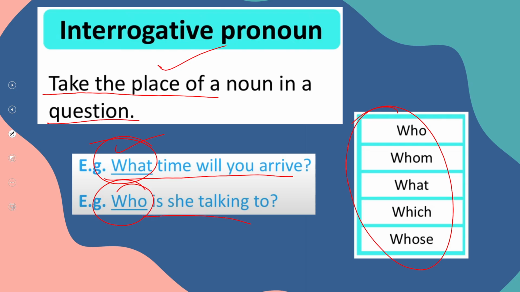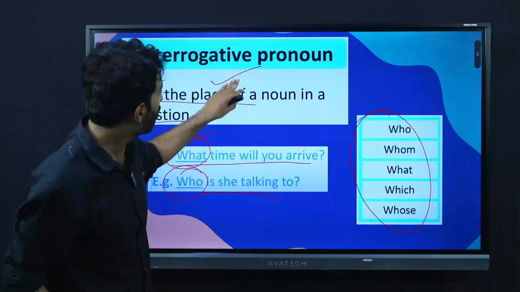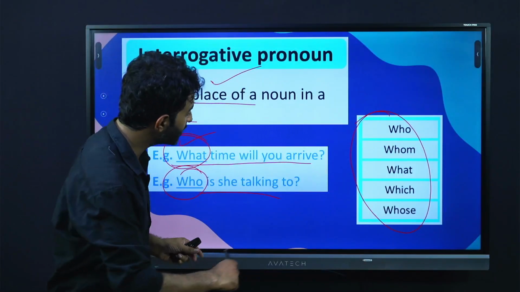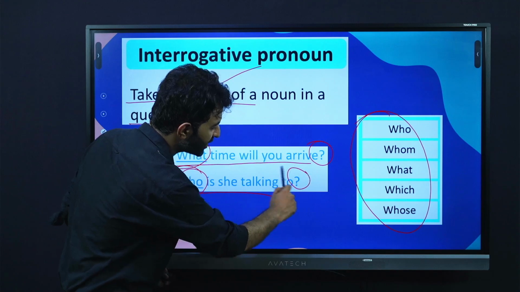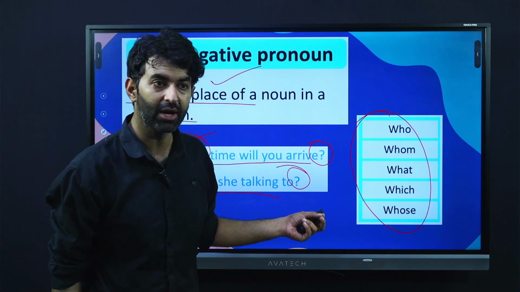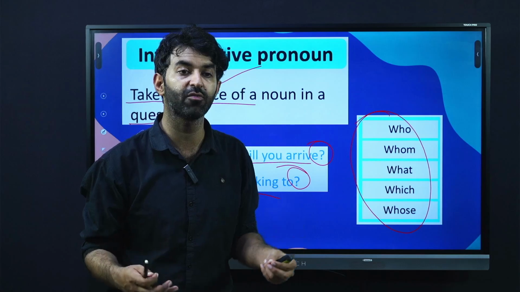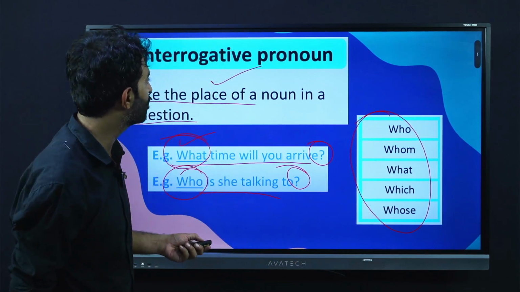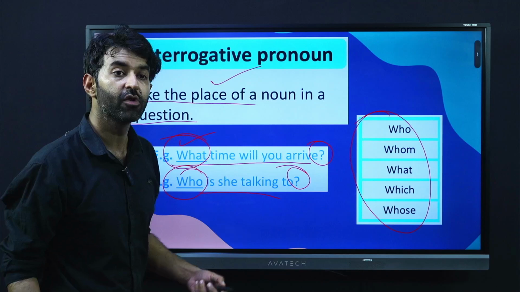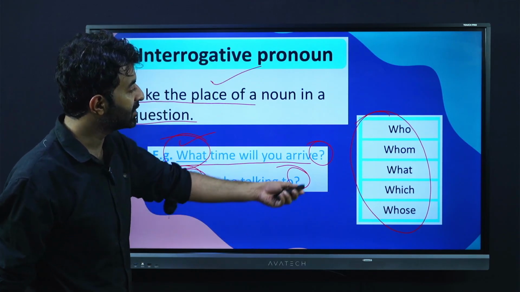Who is she talking to? All right. So why are they called interrogative pronouns? Because this is a question, interrogation mark, right? Interrogative sign, interrogative punctuation mark. That's why we call them interrogative pronouns. They're very easy. There are 5 of them.